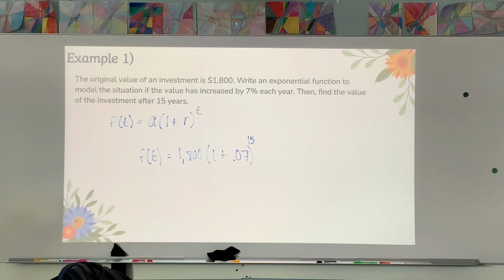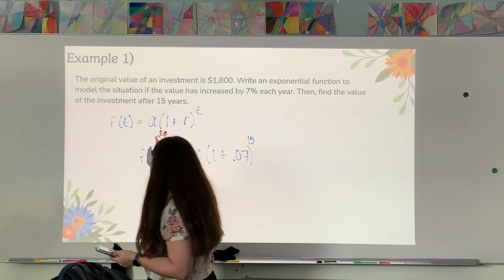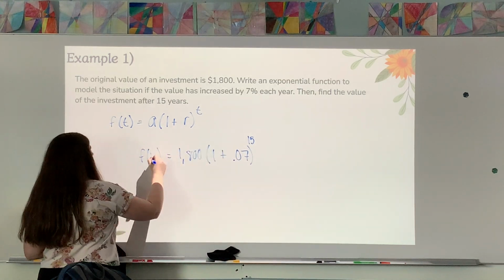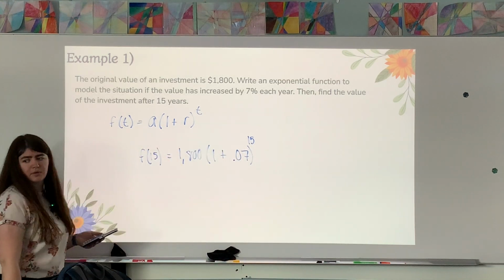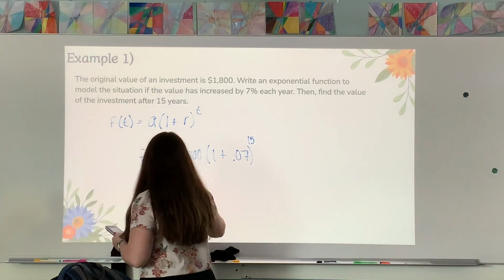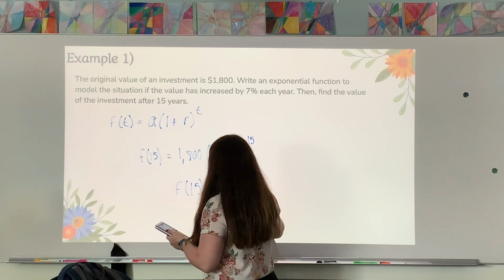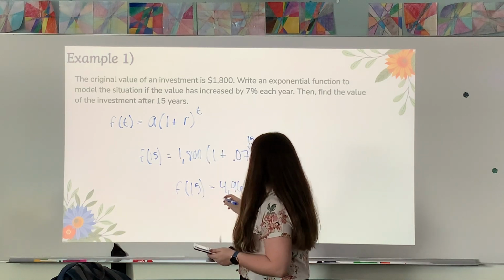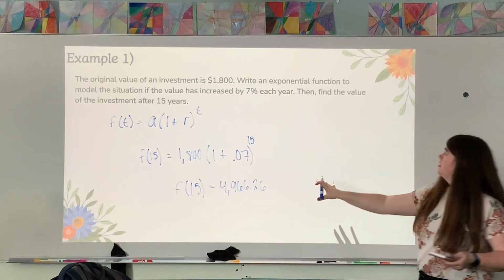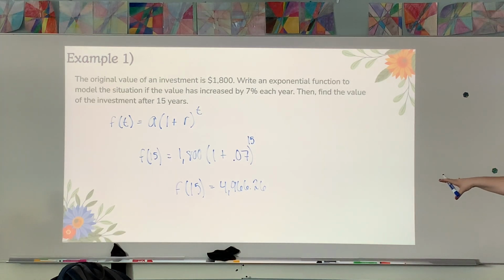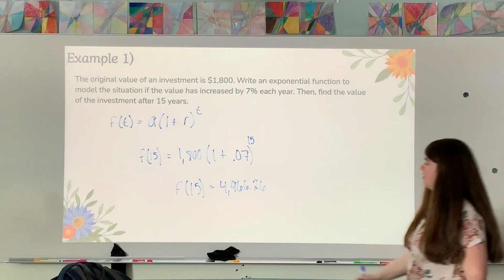So on the calculator, I have 1.07 to the power of 15 times 1,800, which tells me I forgot to plug 15 in here, so we'll do that now. Here we go. So f of 15 is equal to 4,966.26, and this is a value, so that's dollars.